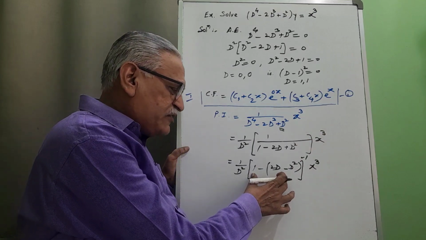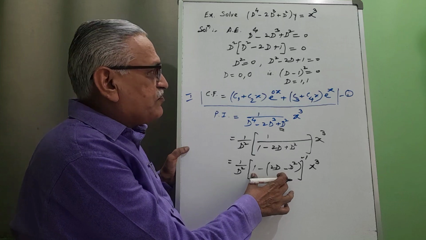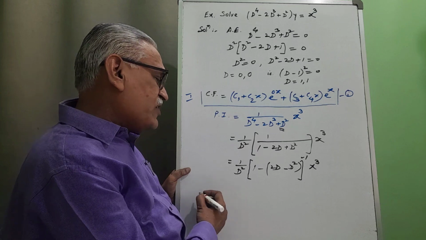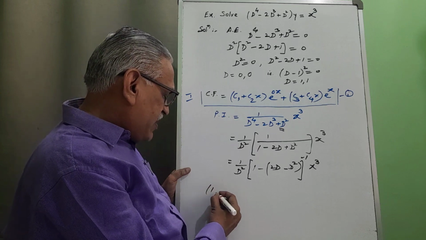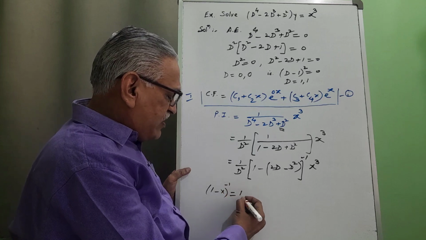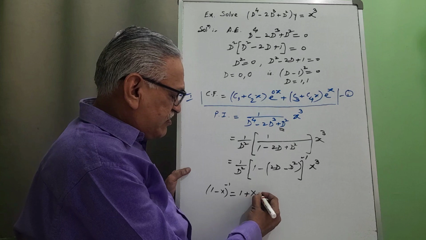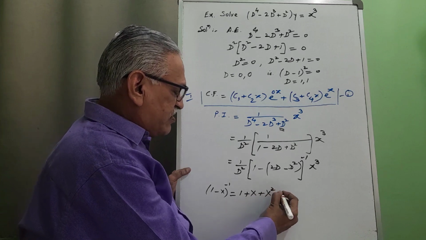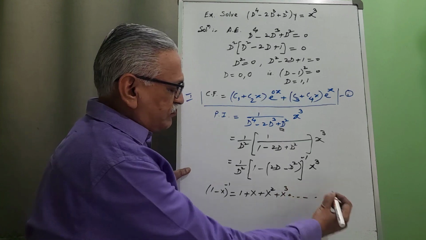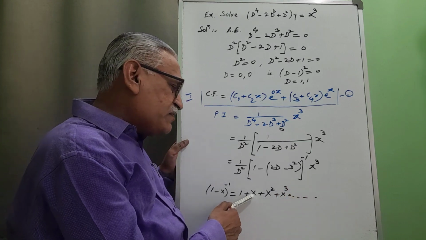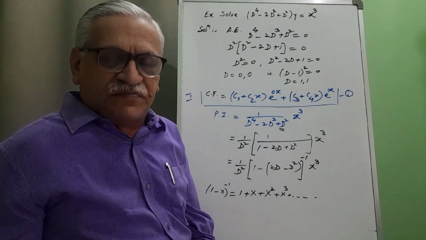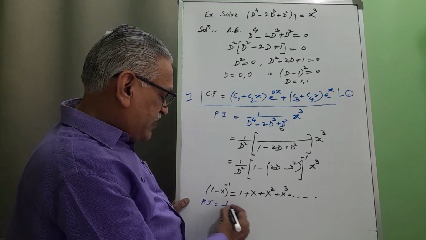Then expanding this bracket by the binomial theorem. Which binomial theorem do we have to apply? It is (1 - X)^(-1) = 1 + X + X^2 + X^3 and so on. And we have to expand this bracket up to D^3, meaning terms containing up to D^3 only. Therefore, the particular integral is 1 by D^2, no change.